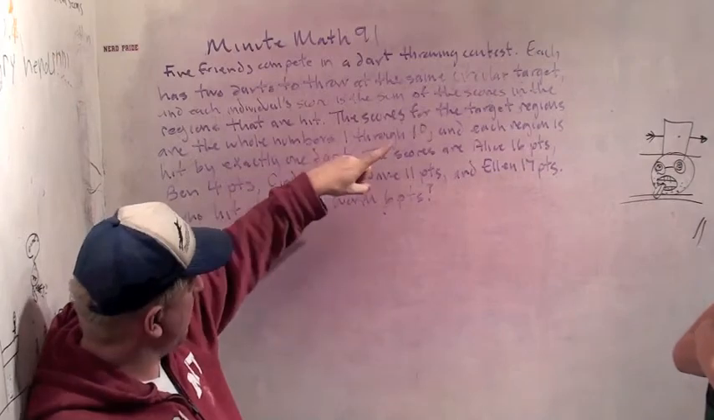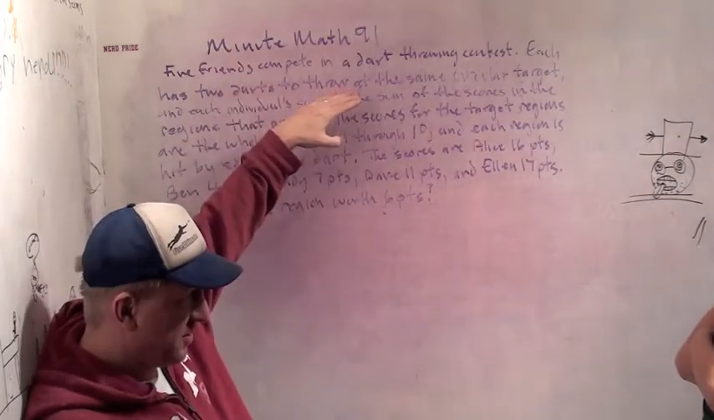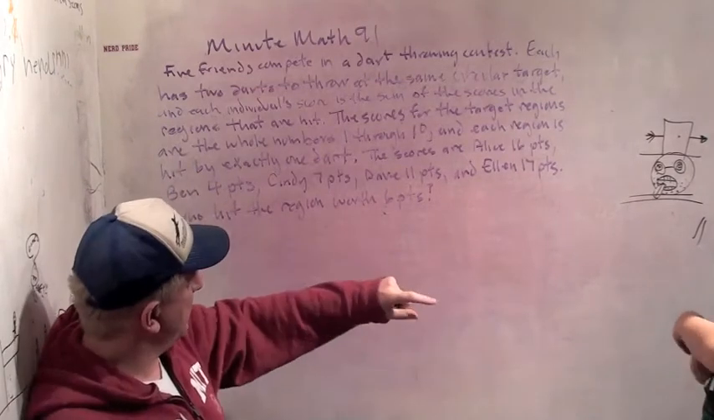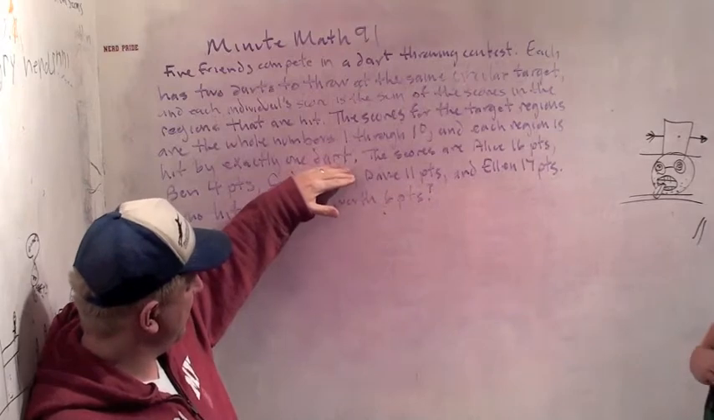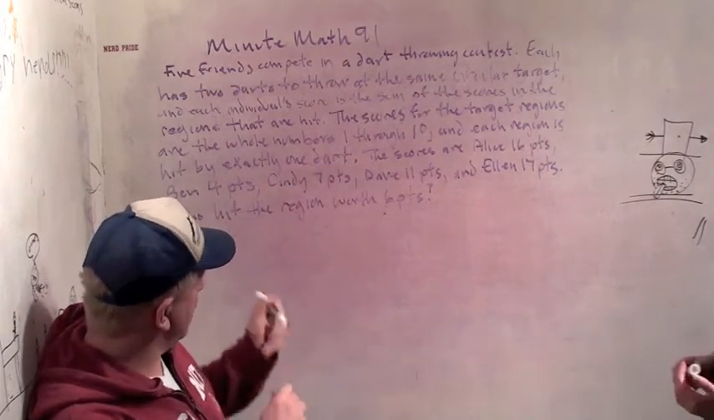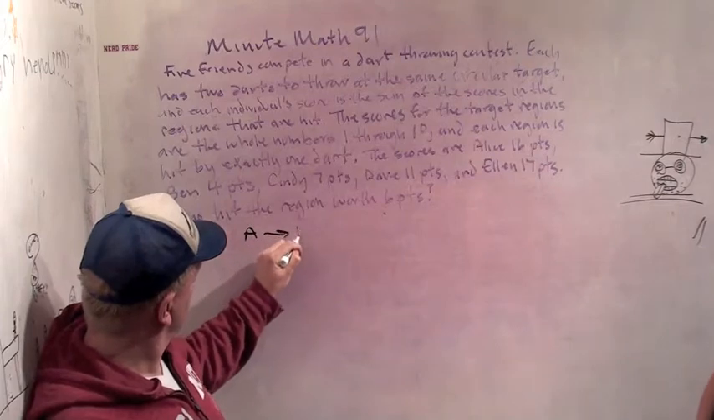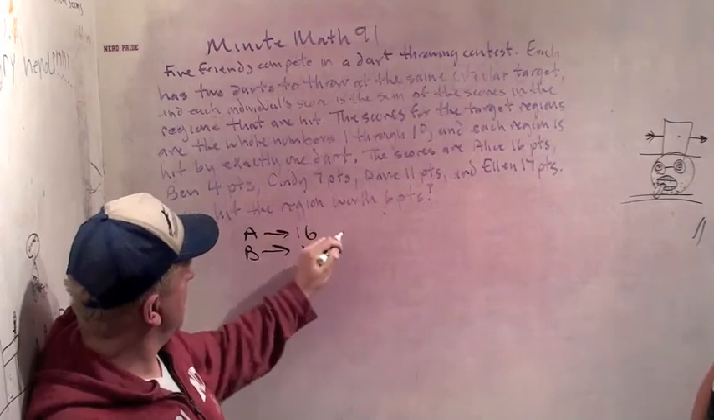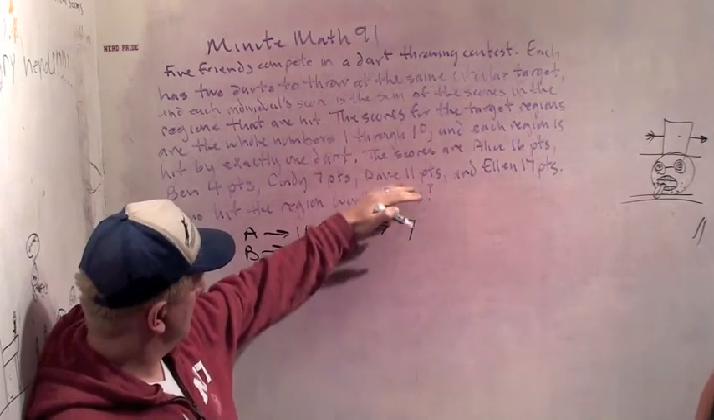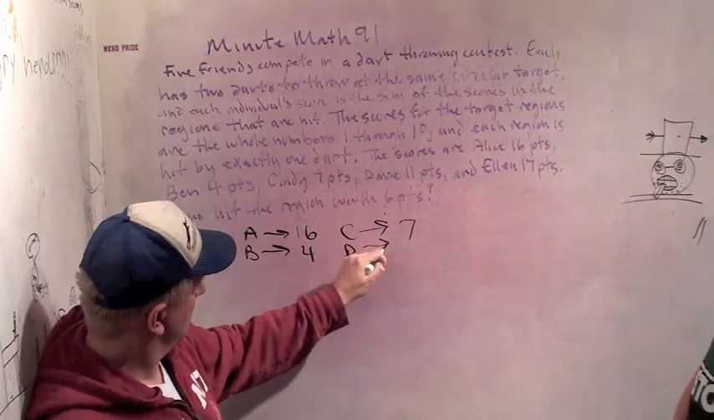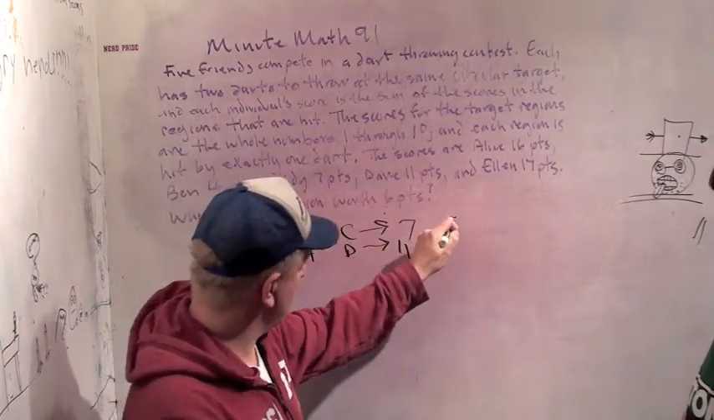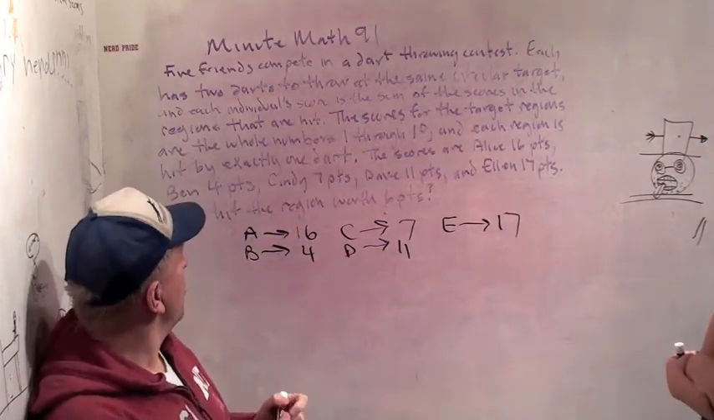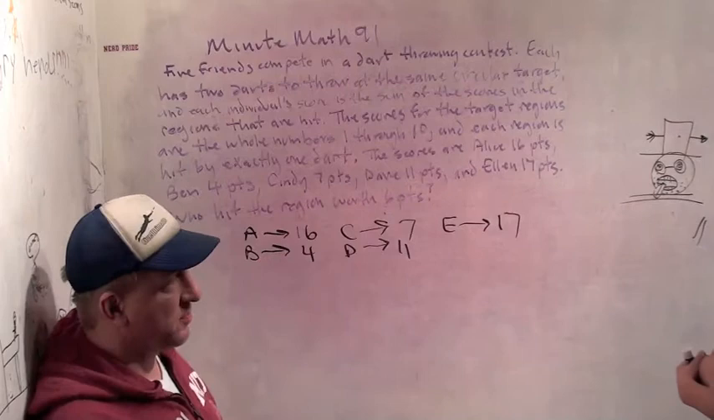Okay? There's 10 numbers. There's 5 friends, each throws 2 darts. So each region gets hit once. How many darts are there? There's 10 darts. 10 darts, 10 regions. The scores are: Alice gets 16 points. Ben has 4 points. Cindy has 7. Dave has 11. And Ellen has 17. And the question is, who hit the region worth 6 points?